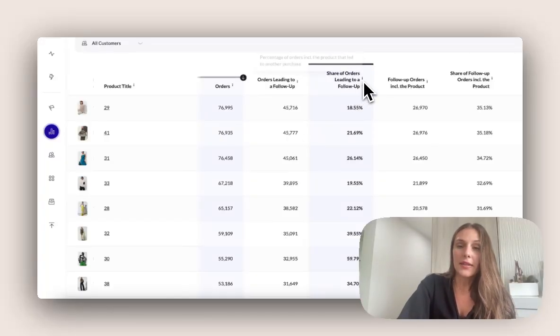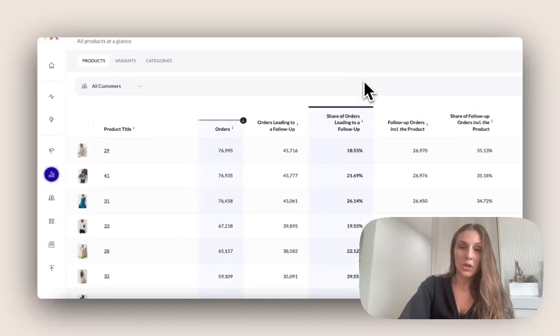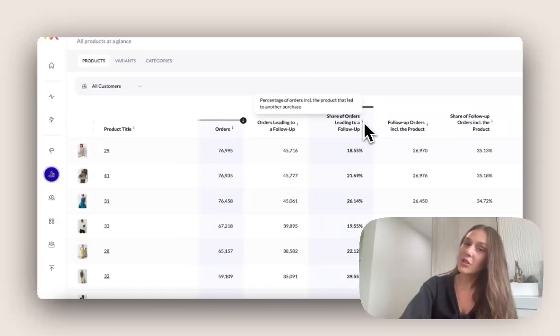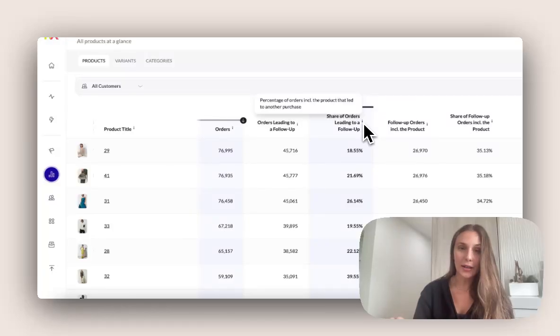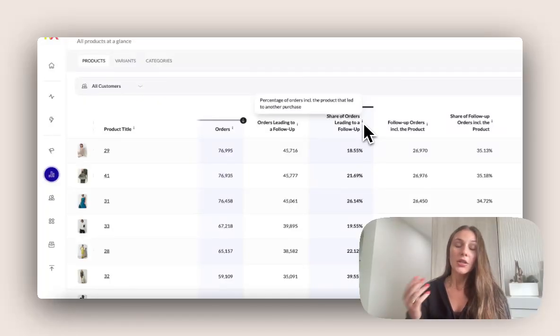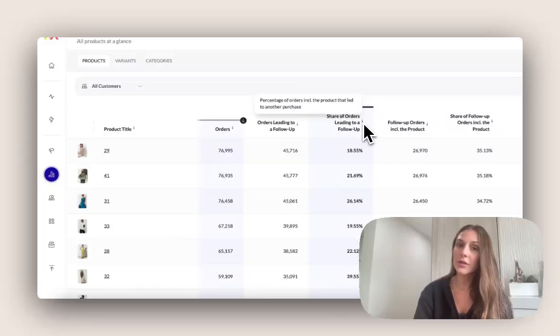If you ever are wondering what we're doing for a particular calculation or KPI, you can always hover over the little information icon and you can see exactly what we're doing. So for this KPI, for example, we're looking at the percentage of orders, including the product, that led to an additional purchase. So really being able to understand, of particular products that have been purchased, which products are most often bringing customers back for additional orders.